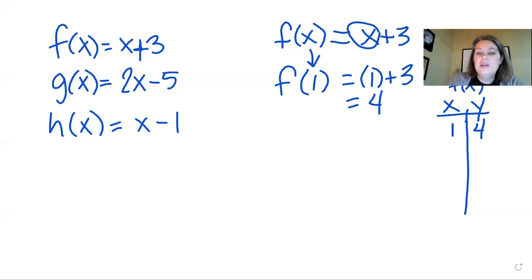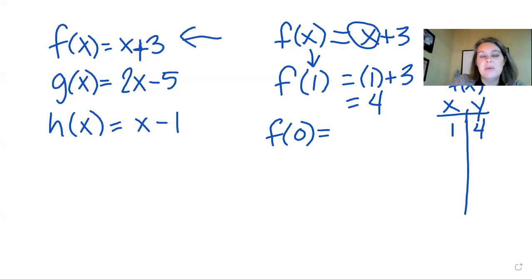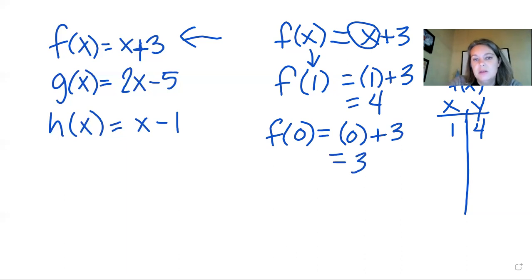I could keep on doing that. I could now put this down. And if I put that down, you're going back to your equation, and we're plugging in 0 now instead of 1 for the x. And then we get our answer.